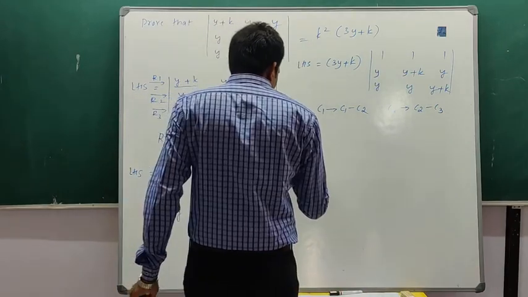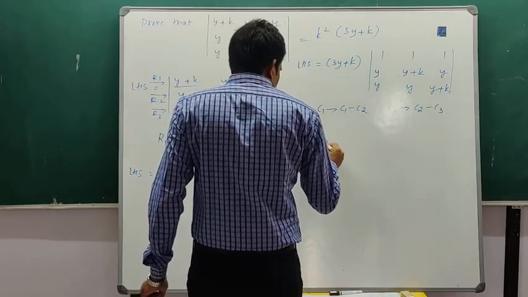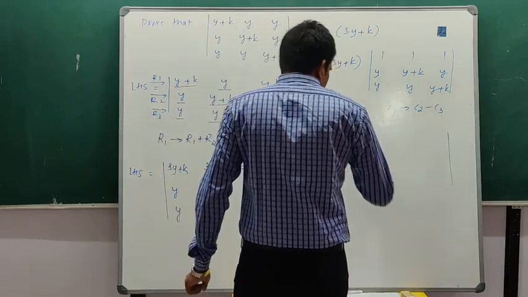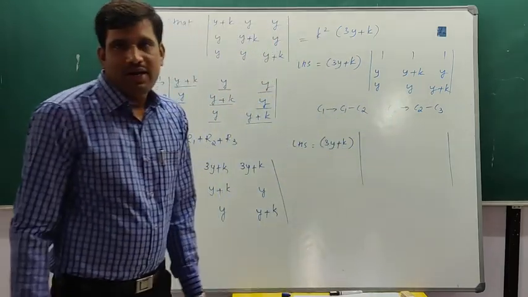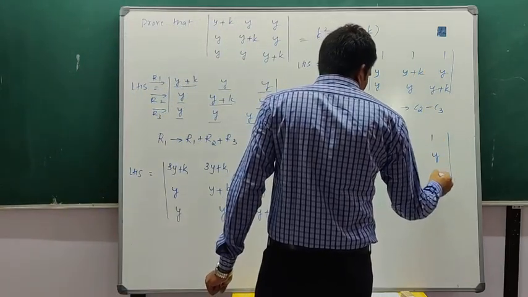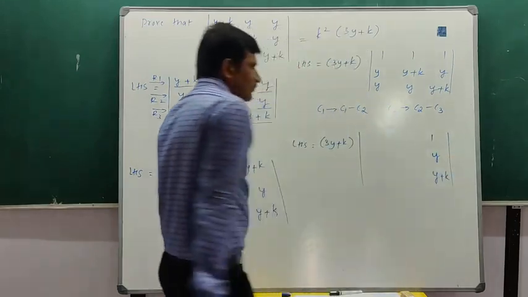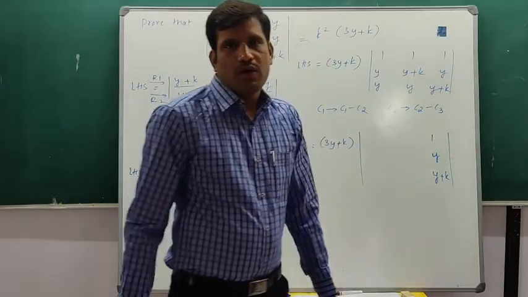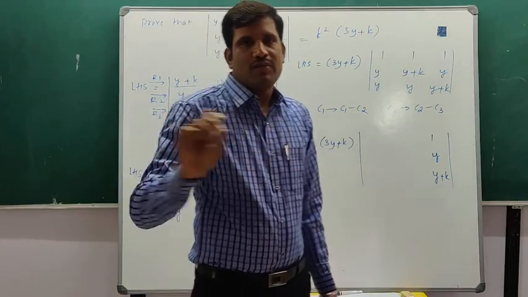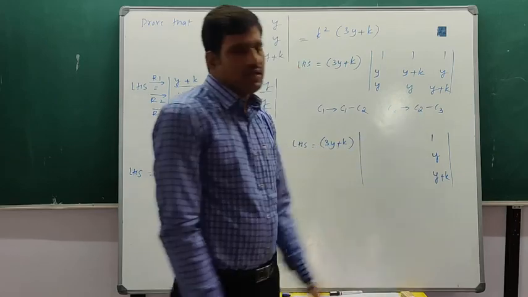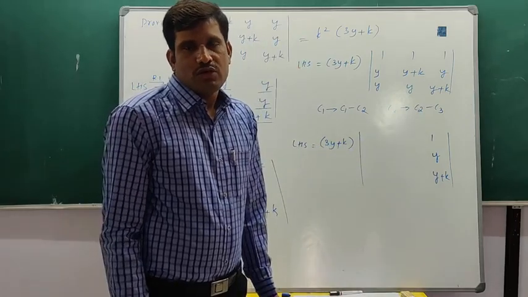Right? So now LHS is equal to 3y plus k. I am changing C1 and C2, and I will write C3 as it is. What is C3? That is 1, y, y plus k. Since all the elements in the first row are equal to 1, that is the first note. When all elements in the first row are equal to 1, we do the operation C1 changes to C1 minus C2, C2 changes to C2 minus C3.